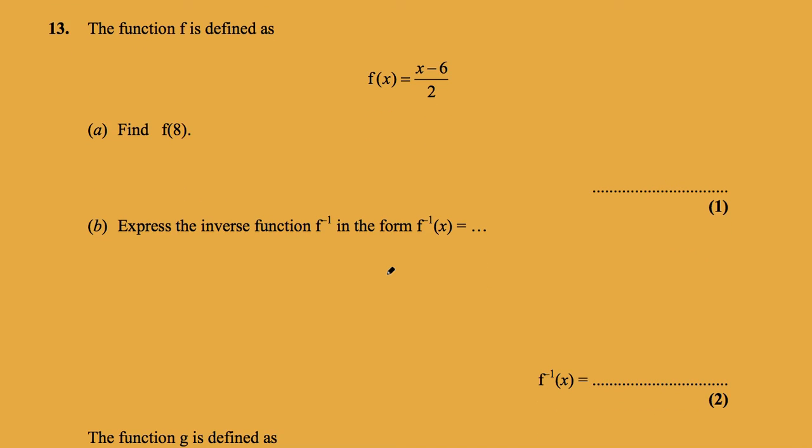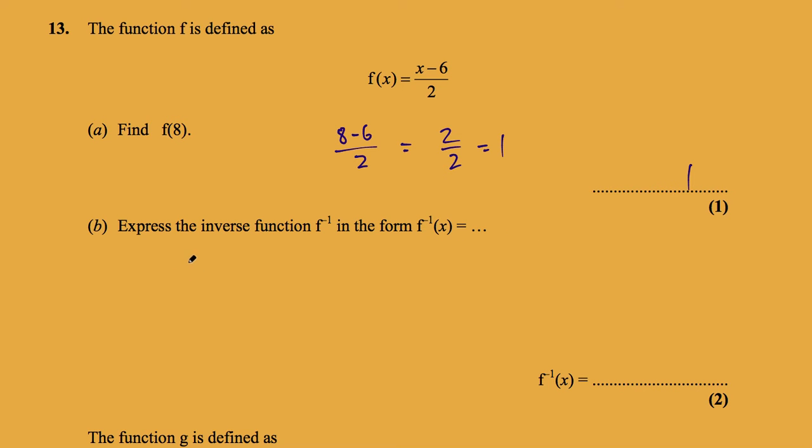The function f is defined as f of x equals x minus 6 over 2. Find f of 8. So f of 8 is, I just replace the x with the 8. 8 minus 6 over 2 is 2 over 2, which equals 1. Express the inverse function f to the minus 1 in the form f to the minus 1 of x equals.